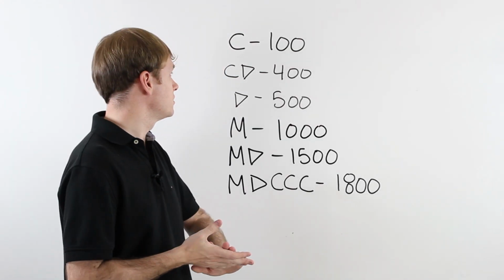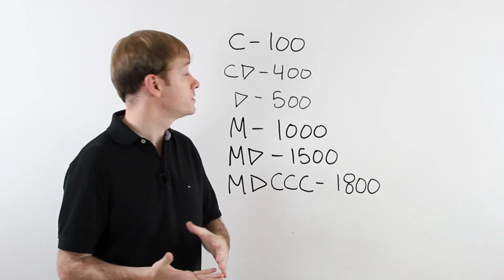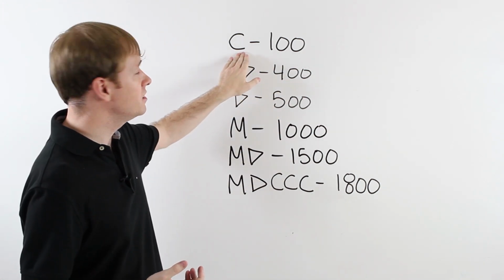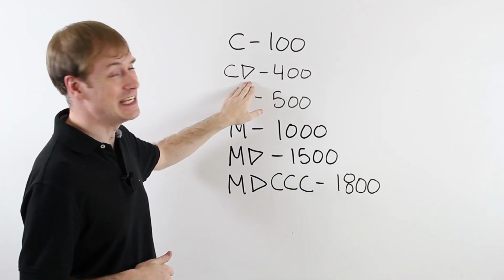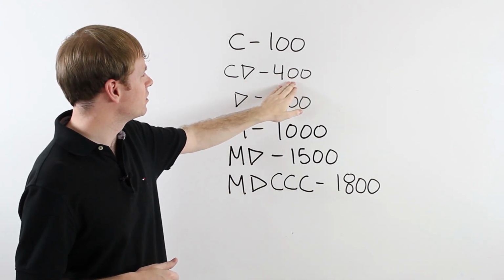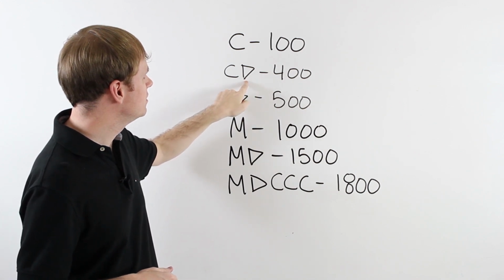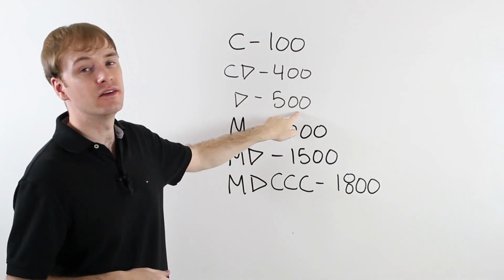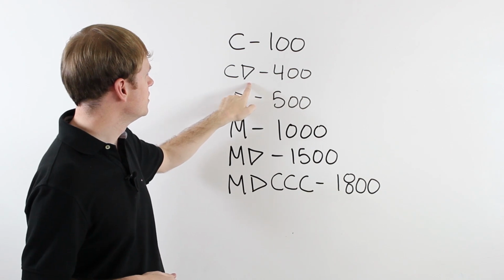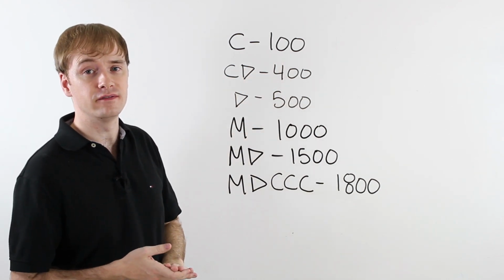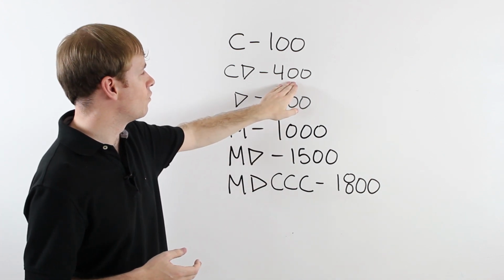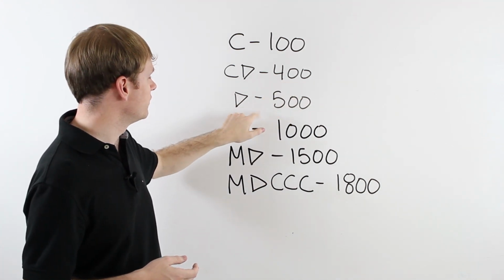Okay, so here are some bigger Roman numerals. Now we know C is 100. Let's go to this one, CD. CD is 400. Well, what is D? D is 500. So CD means 100 before 500. So that is 400.